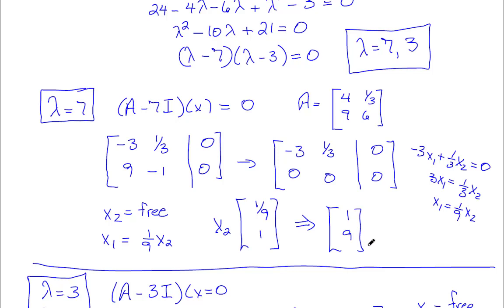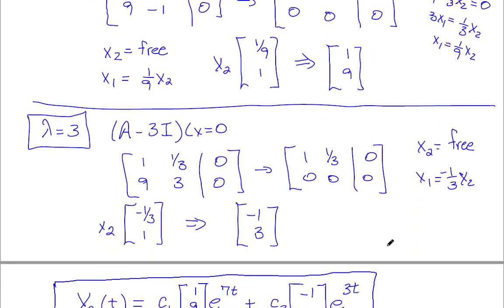For lambda equals 3, A minus 3I. I'll multiply this row by negative 9 and add, and again I get a whole row of zeros quickly. So x2 is free, x1 is minus 1/3 x2. Cleaning this up so that we make it with whole numbers, multiply top and bottom by 3, and so I get minus 1, 3.